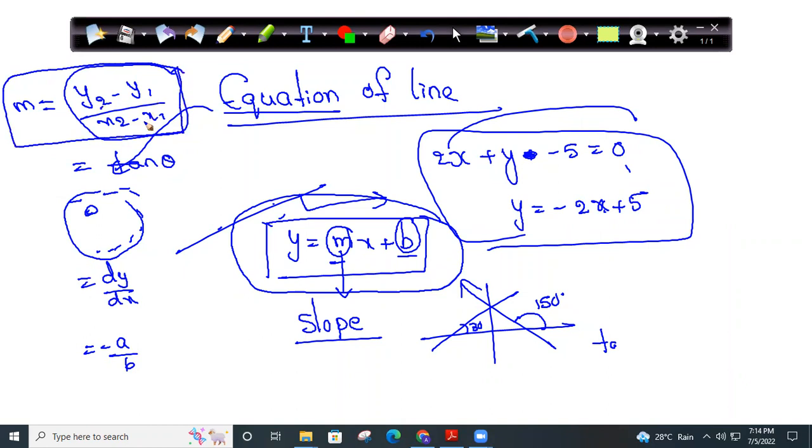What is this first step? If I need to find the slope of any line, I would require 2 points on the line, minimum 2 points. Why? Assume I have only 1 point. I can draw a line like this, like this, or like this. I can draw multiple lines.